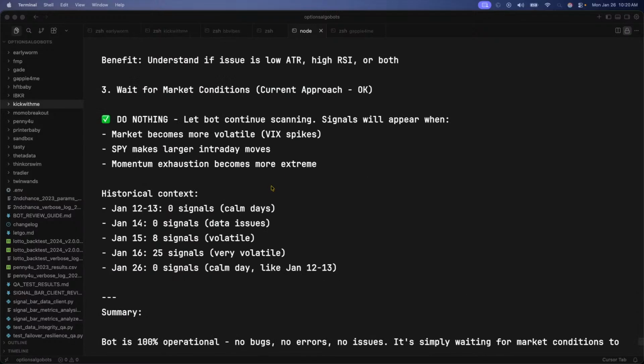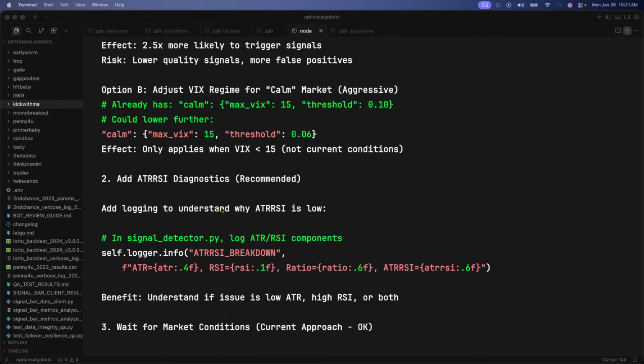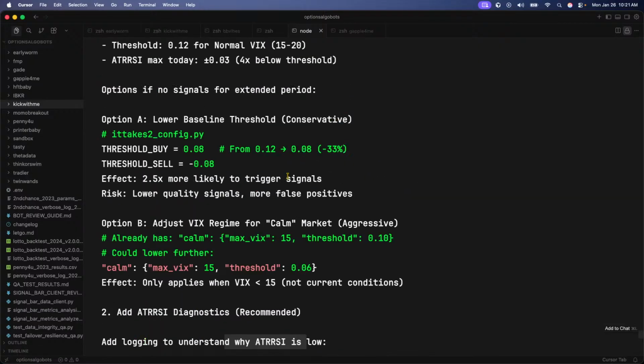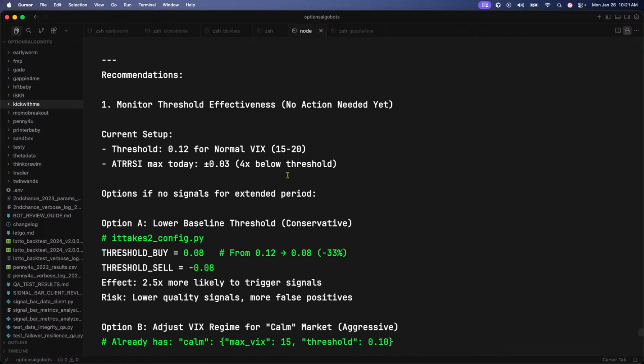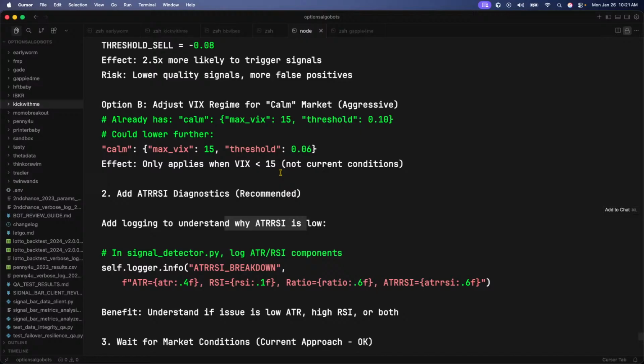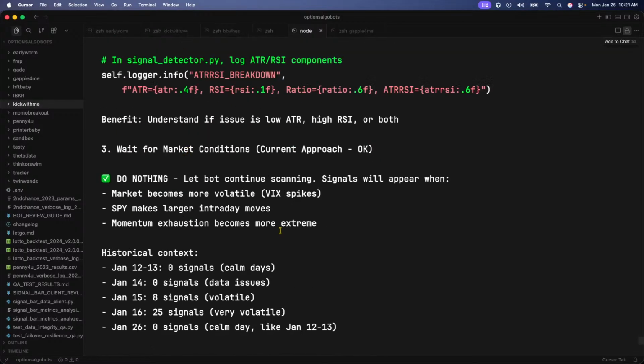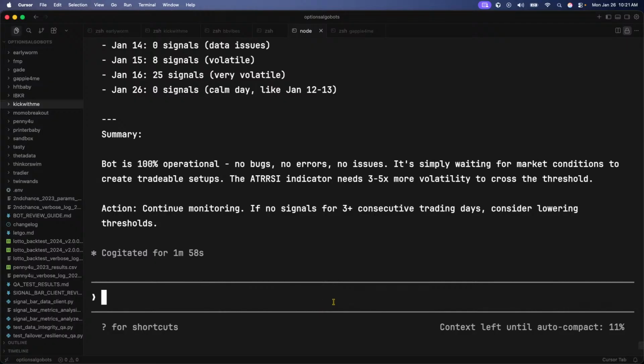It's like, as far as being on the computer, if there's an issue, I can go, okay, add logging to understand why. Okay. Monitor the threshold's effectiveness. No actions yet. We're going to, no. Let's go ahead and add the logging.